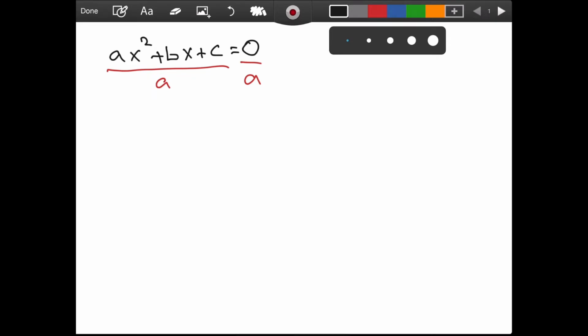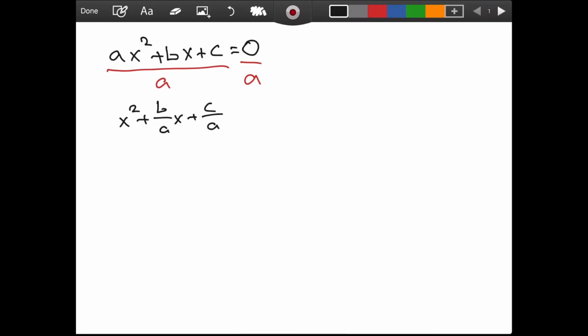If a is equal to 0, the x squared term just goes to 0, and we have a linear equation which can easily be solved. So a is not equal to 0. Otherwise, as I said, we don't have a quadratic equation to start with. So we can divide by a. And when we do that, we have x squared plus b over a x plus c divided by a, and of course 0 divided by a is just 0.